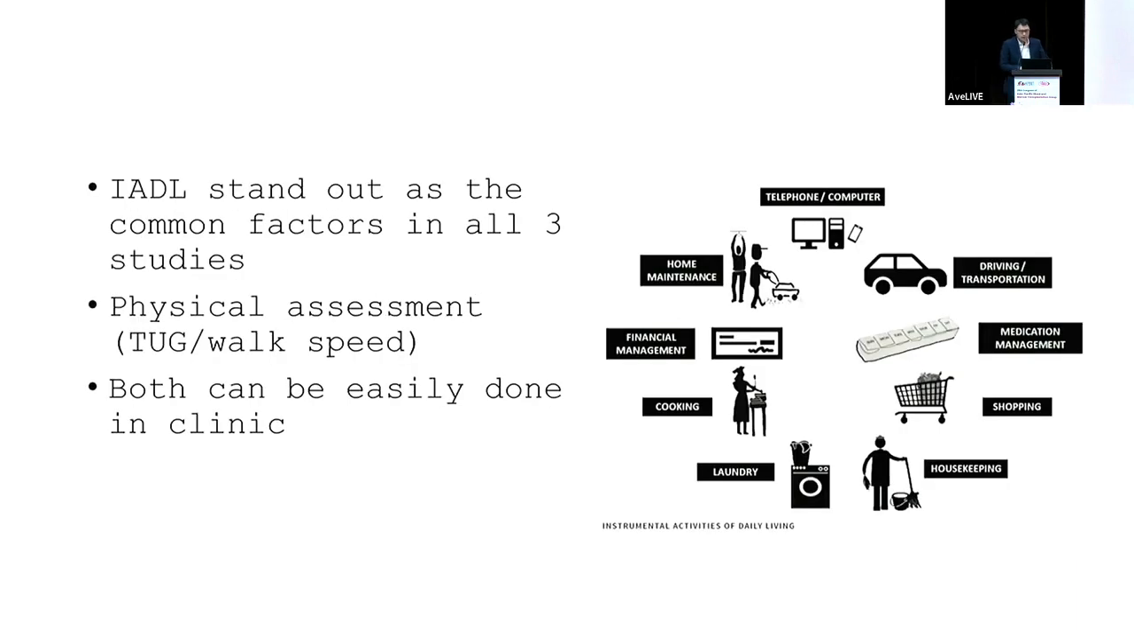As you can notice, the one key factor that always stands out in predicting outcome is this instrumental ADL deficit. This is a very easy question you can ask your patient, and it can be done in 2 or 3 minutes. Similarly, another one that stands out prominently is the physical assessment, in the form of either TUG or walk speed. I've done these two in a few patients in my clinic. Maybe my patients are not that many, but it can be done.